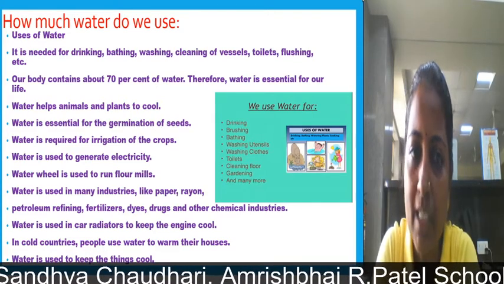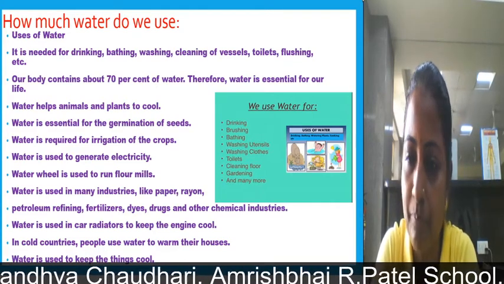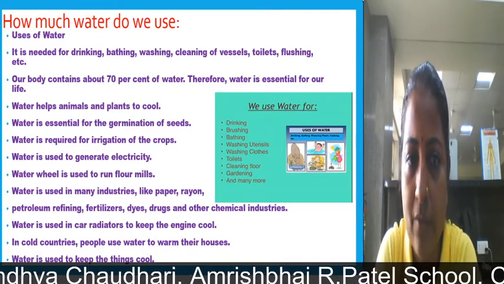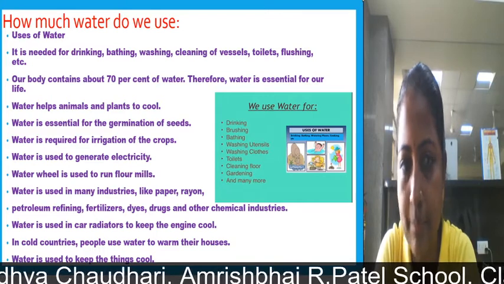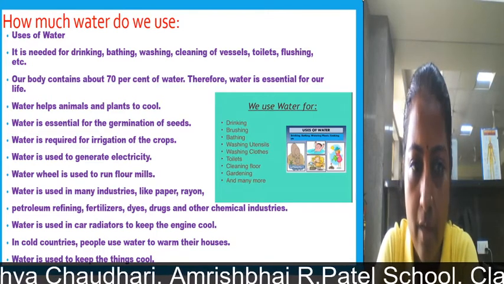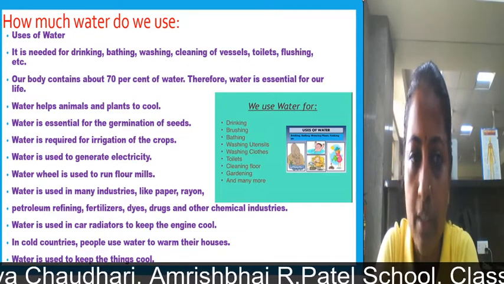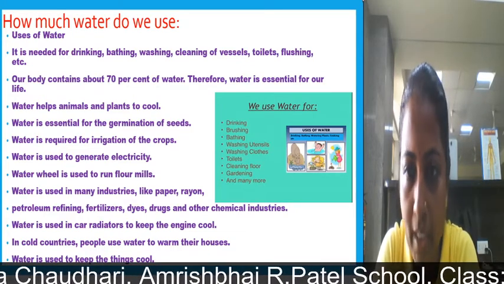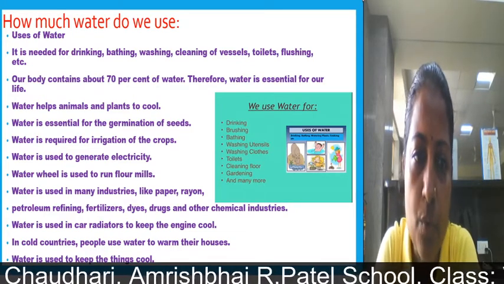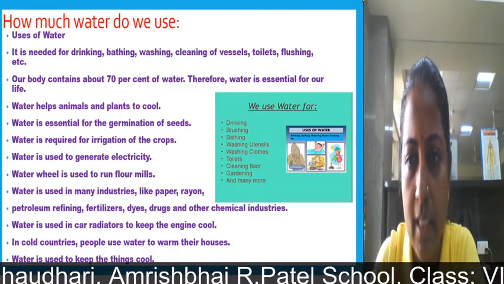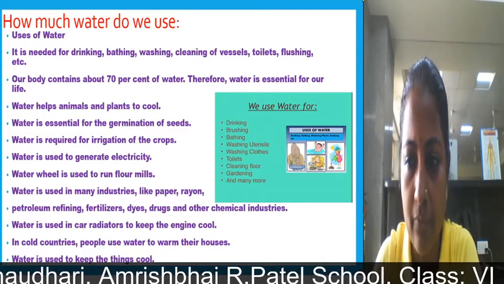Water is used in many industries like paper, rayon, petroleum refining, fertilizers, dyes, drugs and other chemical industries. Water is used in car radiators to keep the engine cool. In cold countries, people use water to warm their houses, and water is used to keep things cool. Many uses of water are there in our life.